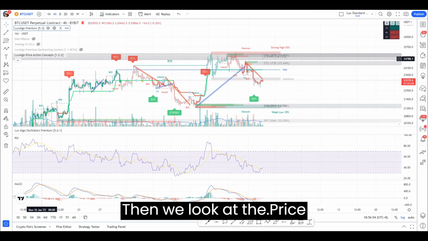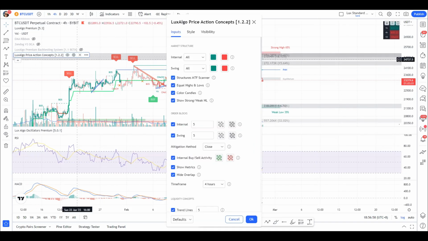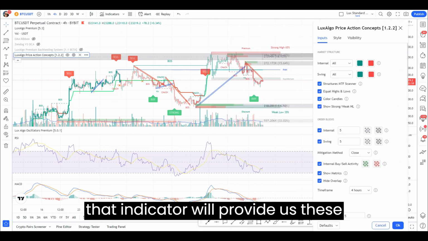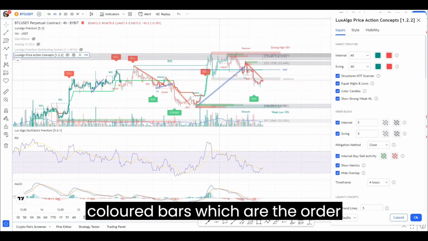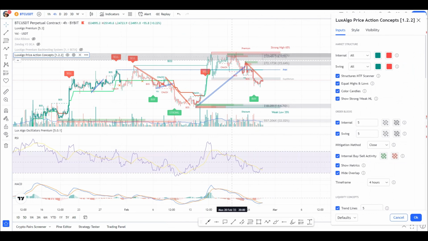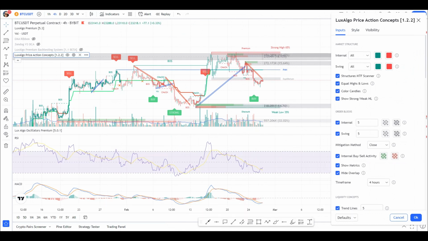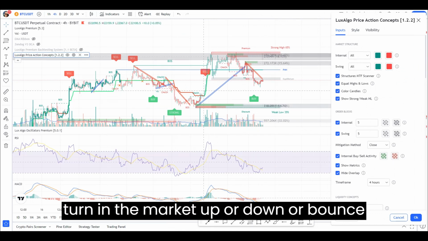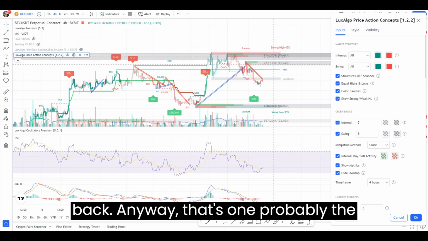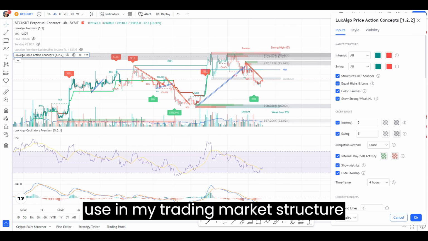Then we look at the price action concepts indicator, just located here. Again, that indicator will provide us these colored bars, which are the order blocks, and that's telling us where there's a lot of price action happening and likely going to be a turn in the market, up or down, or a bounce back. Anyway, that's probably the most important one I usually use in my trading.